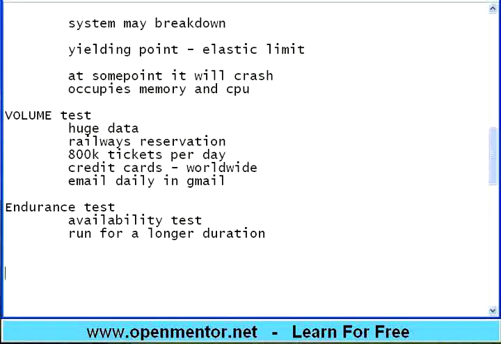So we talked about load, stress, scalability, volume, and endurance. All these put together are called performance testing. Okay, during performance testing, what should I look for?